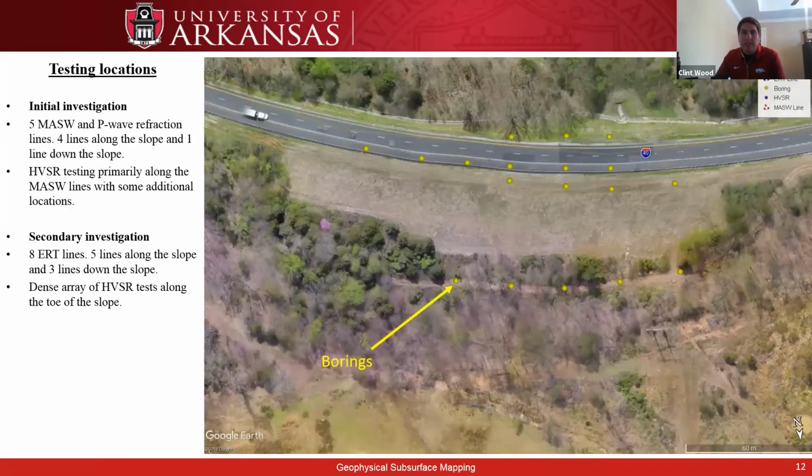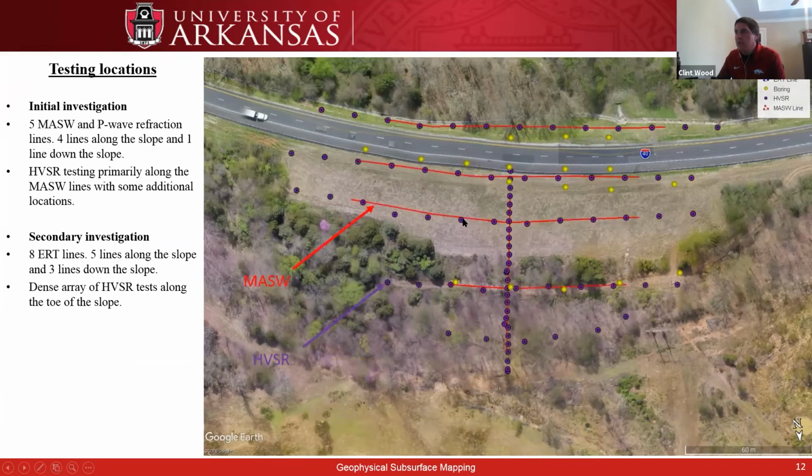All right, so let's get into where we did all the testing along the slope. If you remember, this is where all the borings were located: a lot up here at the top of the slope, and then some down here and on a road that was pushed into the site along the middle of the slope. We did 5 MASW lines, mostly horizontal to the slope, and then we ran one down vertically in the slope, and we collected a lot of HRV data along these different lines.